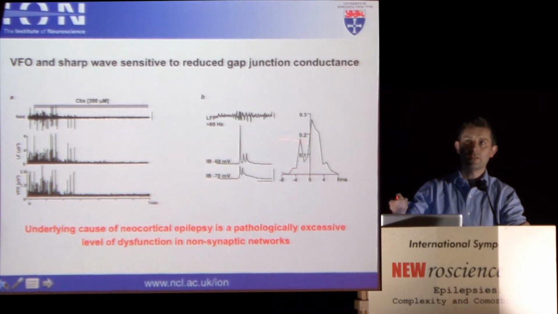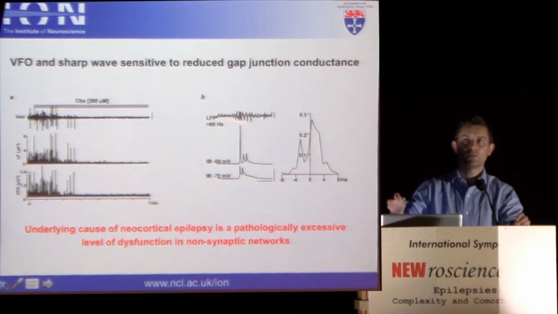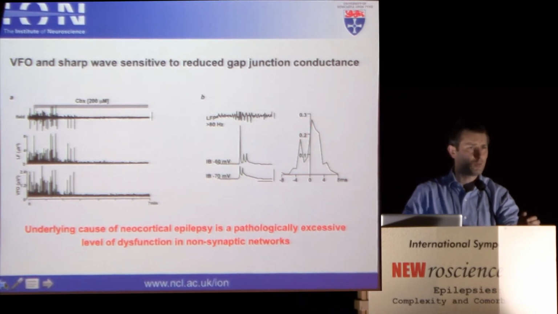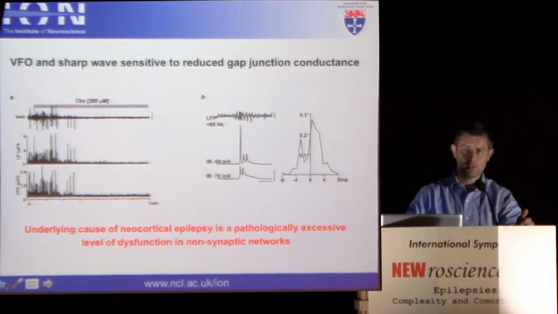More compounding evidence again comes from our intracellular experiments, where in a subclass of cells you can record these fast prepotentials or spikelets, which are thought to be a cellular correlate of electrical coupling between principal cells. And when you look at the timing relationship between these spikelets and the high frequency oscillation, you see that there is a much more significant relationship. So the theory that we've put forward is that one of the underlying causes of neocortical epilepsy, and particularly the epilepsy that is seen in drug-resistant patients, is due to a pathologically excessive level of dysfunction in non-synaptic networks.